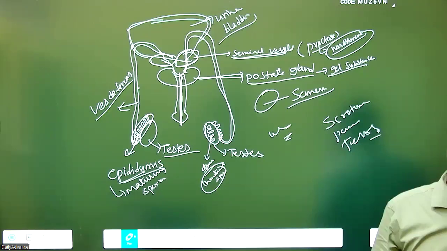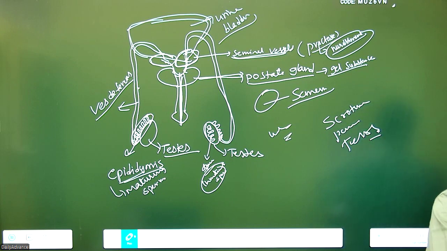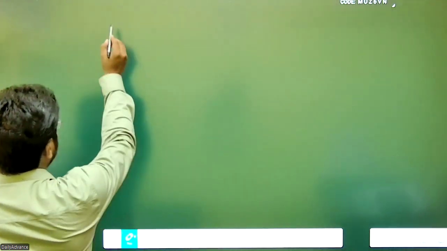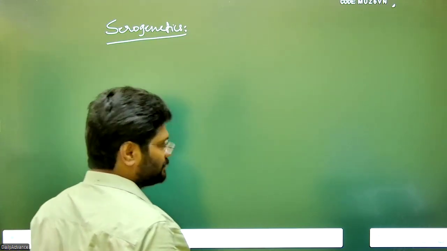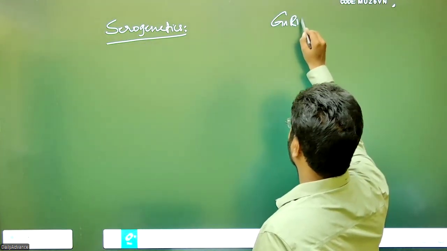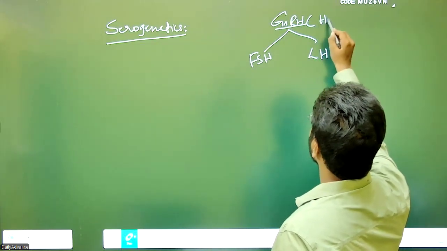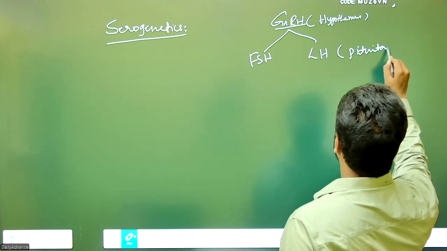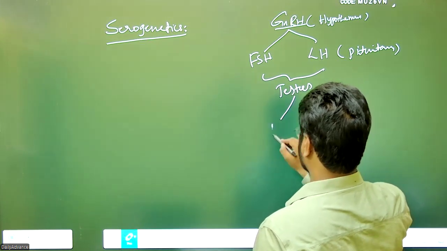So what are all the hormones present in the male reproductive system? We are looking at the hormonal regulation. It is the same process for male and female. GnRH, FSH, LH. GnRH is released in the hypothalamus, and FSH and LH come from the pituitary. Under this hormonal influence, the testes produce the testosterone hormone.